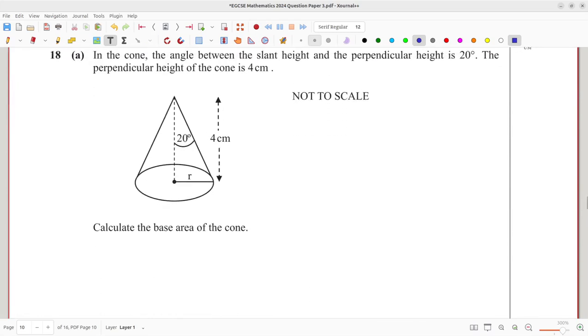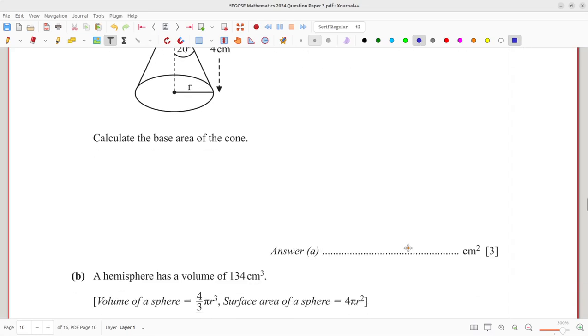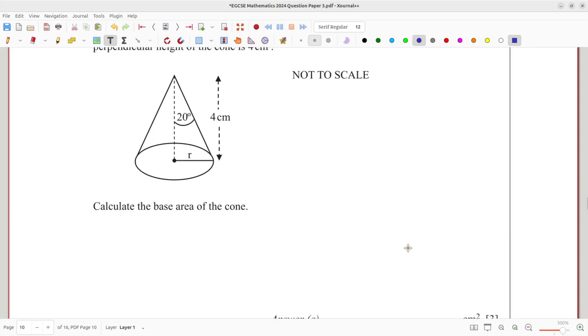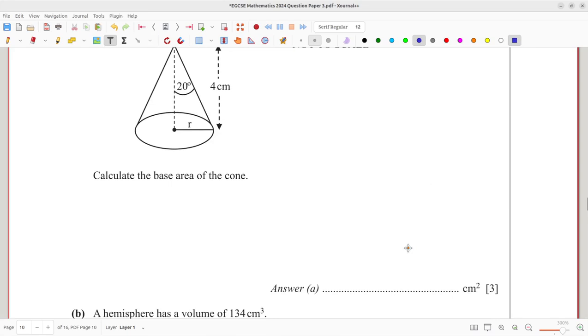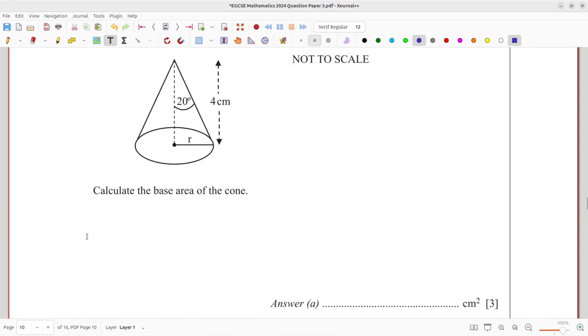Next question, indicate the angle between the slant height and the perpendicular height is 20. And then the perpendicular height is 4. Calculate the base area. So to find the base area, we need to find the radius first. What's the radius? So to find the radius, we need to treat that triangle there. This triangle.